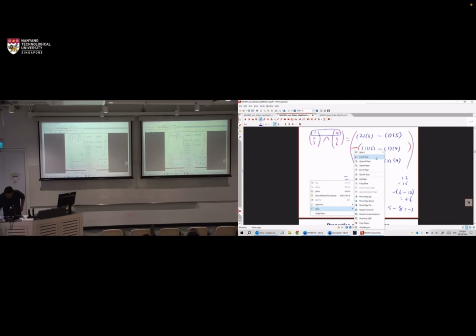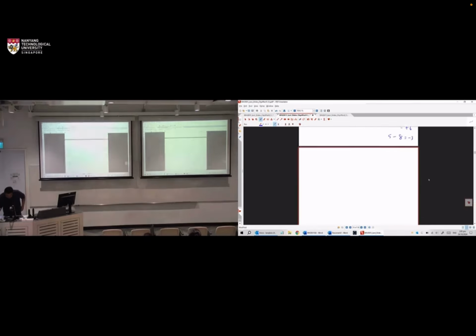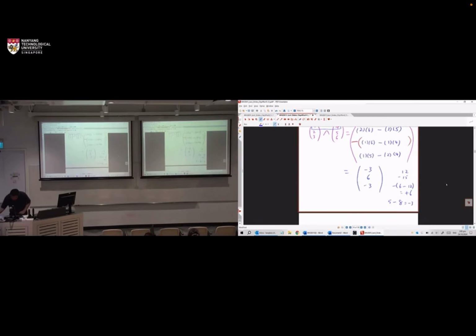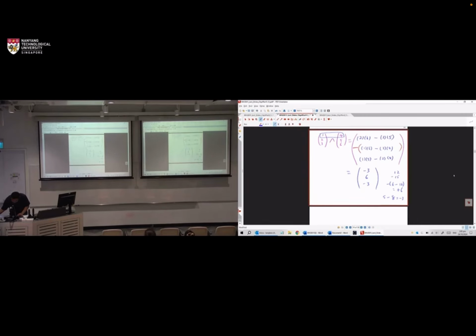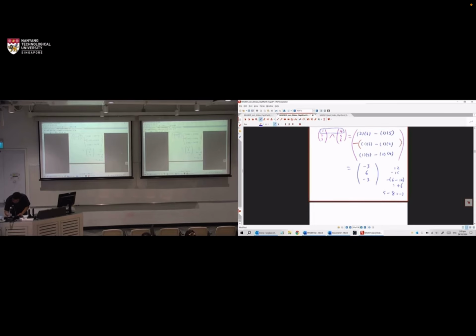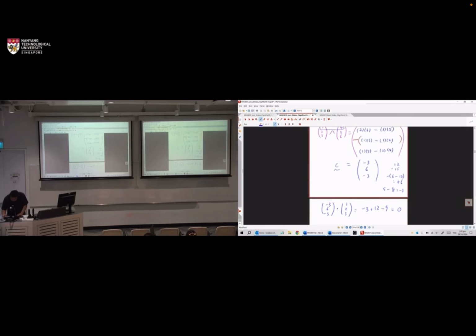And if you don't believe, we do the dot product. This new vector C, minus 3, 6, minus 3, dot with 1, 2, 3. We get minus 3 plus 12 minus 9. That gives me 0, which means it's really perpendicular.